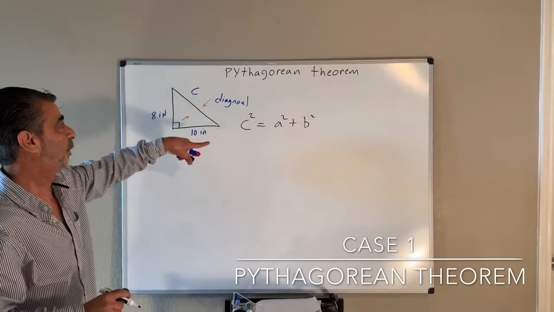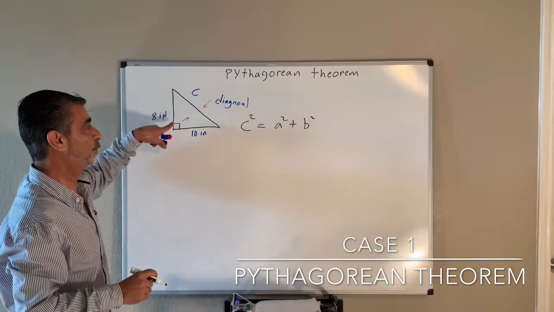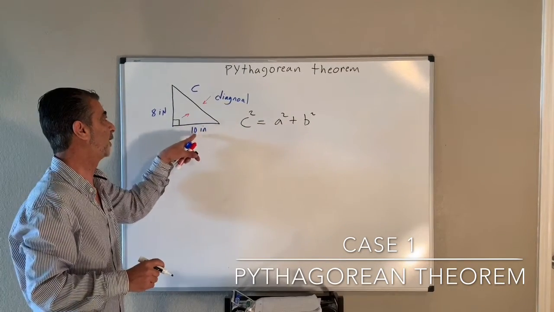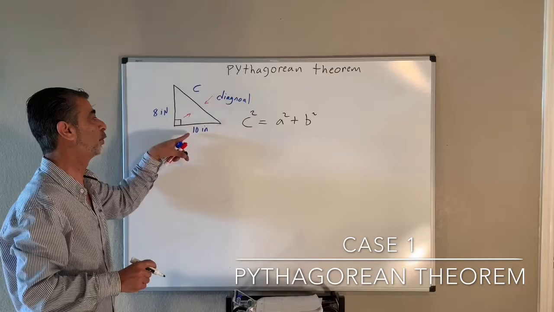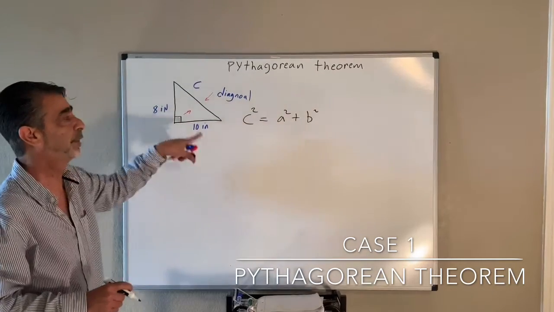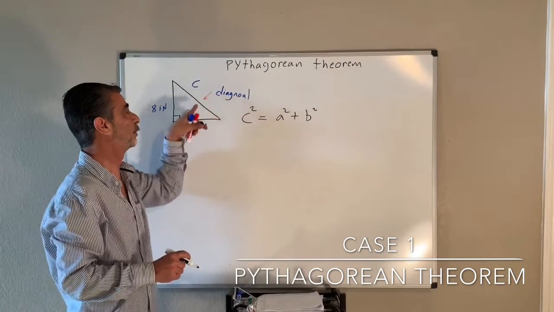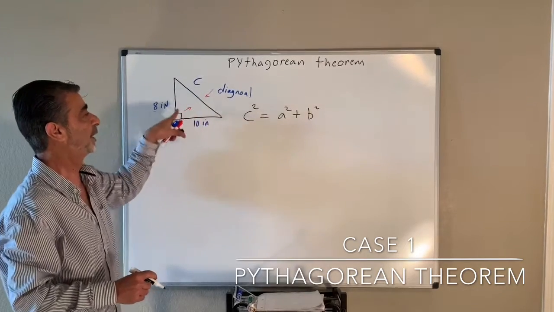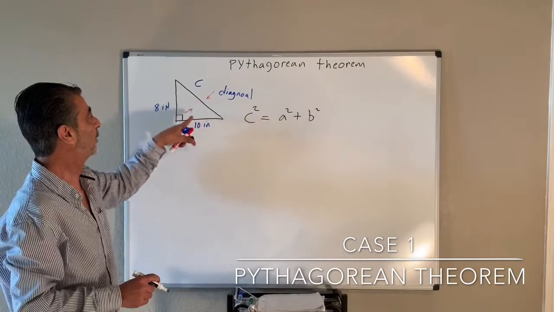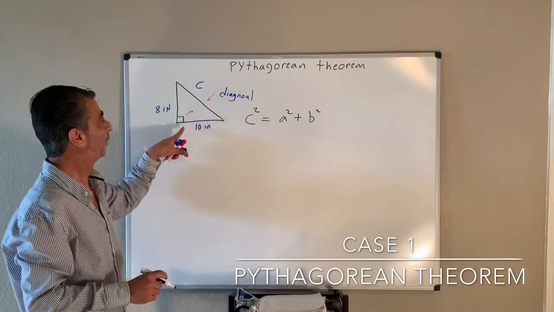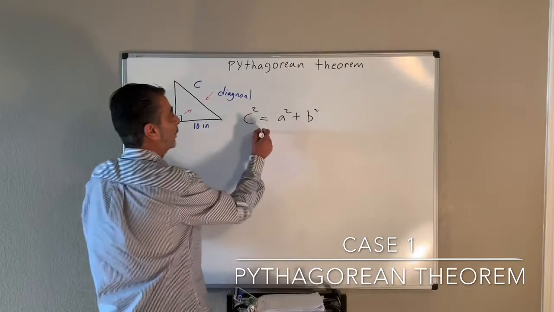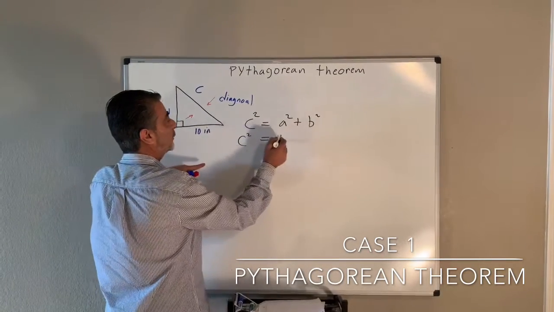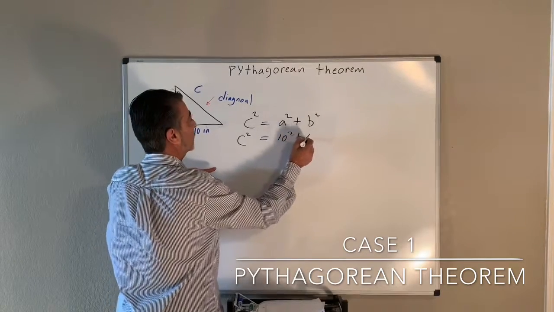To use this, we need to see which one is the long side, which one is C. It doesn't matter about A. You can call this A, or you can call this B. It doesn't matter. The main thing is C, which is the long side. It's always across from that box, and it is the diagonal. To find that line, we use the formula. So c squared is going to be equal to 10 squared plus 8 squared.